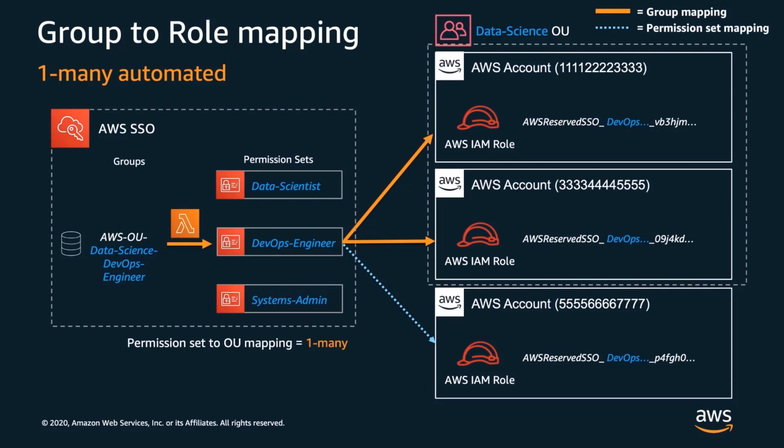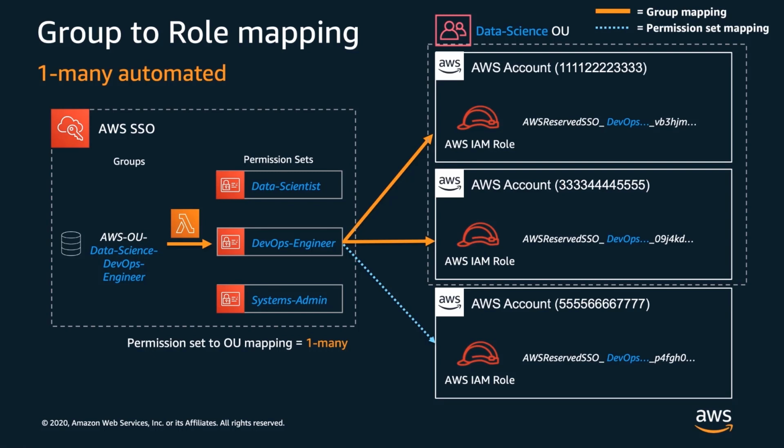If we wanted to get a little more fine-grained with the mapping, you could set up your assignment logic automation to extract both the permission set name and the organizational unit name from the group and assign that group with the DevOps Engineer permission set, in this case, to all of the AWS accounts in the data science organizational unit. This requires the automation to query AWS organizations to list out the accounts that are part of that organizational unit. So now you're automatically assigning a group to a permission set across just a subset of AWS accounts rather than all of them. And you can see the permission set to OU mapping is still one-to-many.